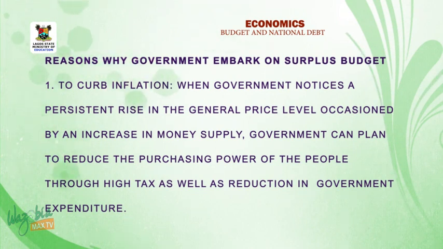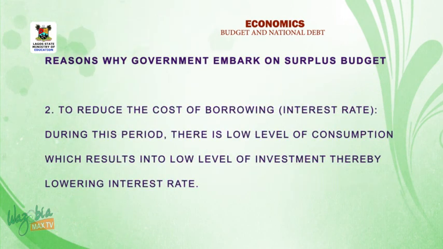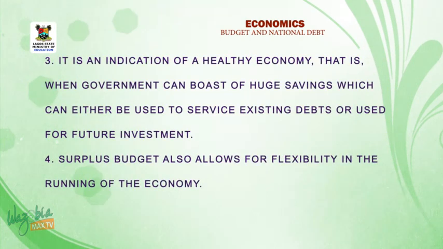When government notice a persistent rise in the general price level occasioned by increase in money supply, government can plan to reduce the purchasing power of the people through high tax as well as reduction in government expenditure, all of which are stated in the annual financial plan of government. 2. To reduce the cost of borrowing, the interest rate. During this period, there is low level of consumption, which results in low level of investment, thereby lowering interest rate.